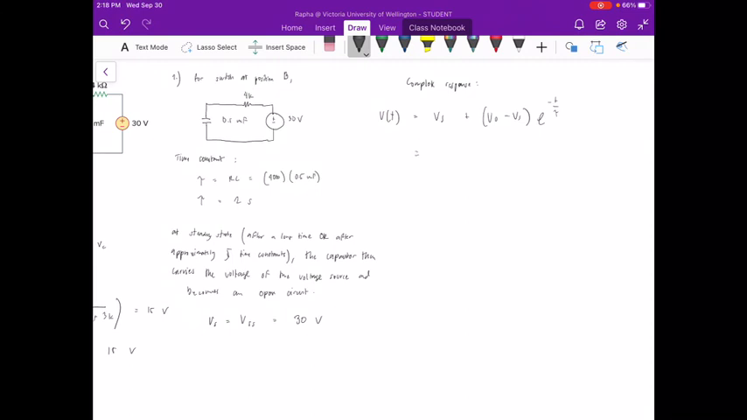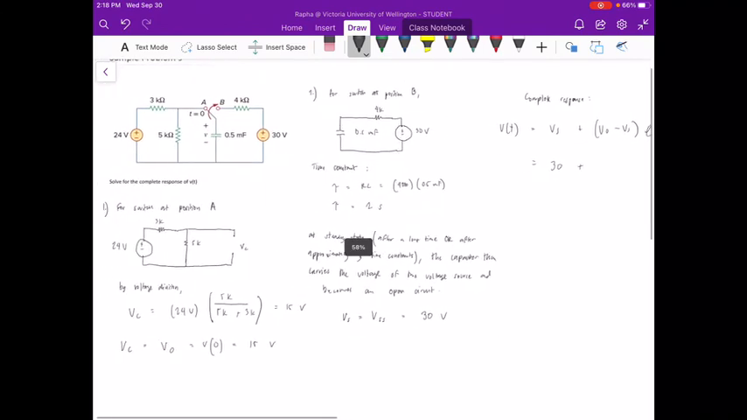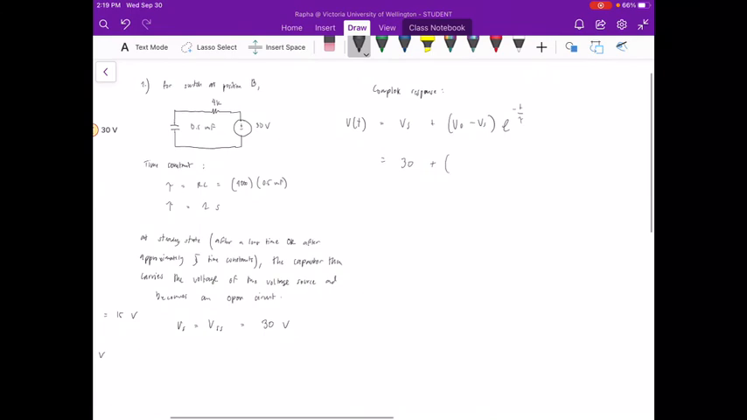We have 30 for our Vs plus our Vo. We find our Vo to be 15 volts. 15 minus 30 e to the power of negative t over 2. So our V(t), the complete response, therefore is equal to 30 minus 15 e to the power of negative 0.5t, and that is our final answer in this case.